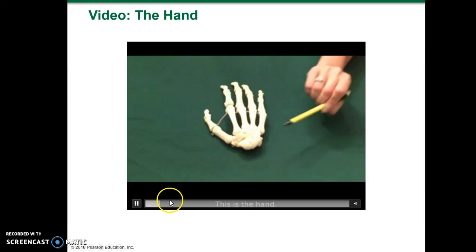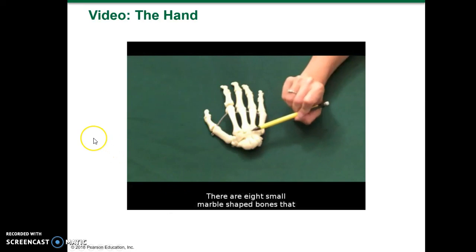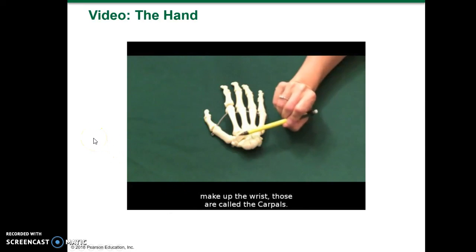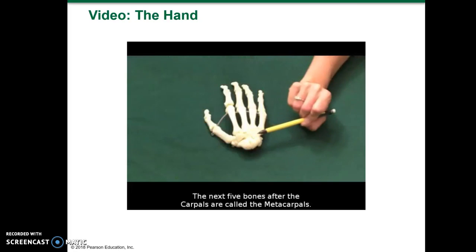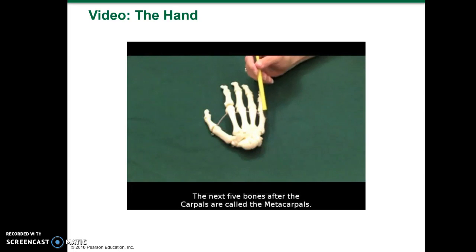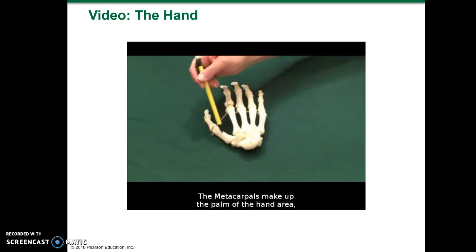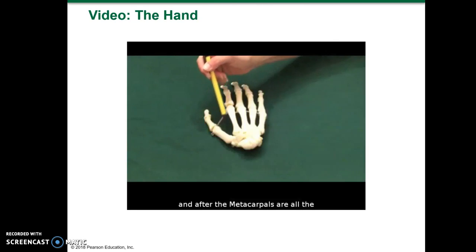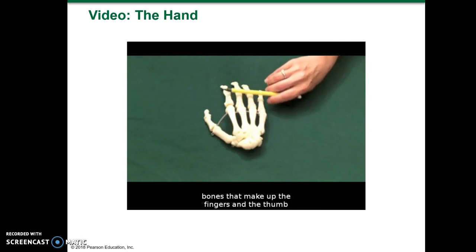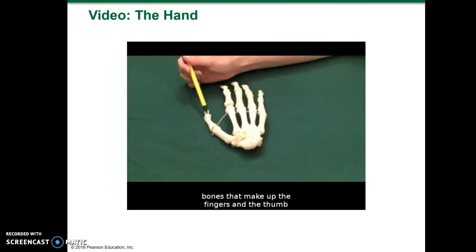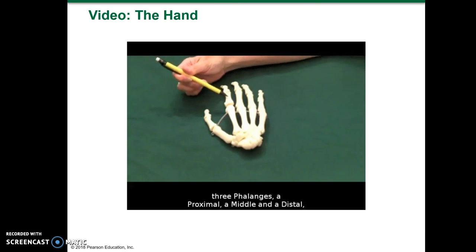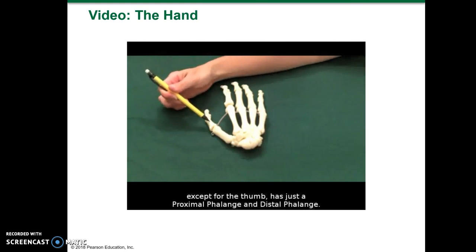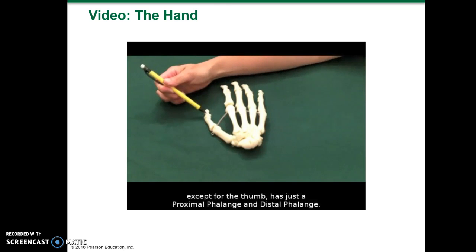This is the hand. There are 8 small marble-shaped bones that make up the wrist. Those are called the carpals. The next 5 bones after the carpals are called the metacarpals. The metacarpals make up the palm of the hand area. And after the metacarpals are all the bones that make up the fingers and thumb. Those are called the phalanges. Each finger has 3 phalanges, a proximal, a middle, and a distal, except for the thumb, which has just a proximal phalanx and a distal phalanx.